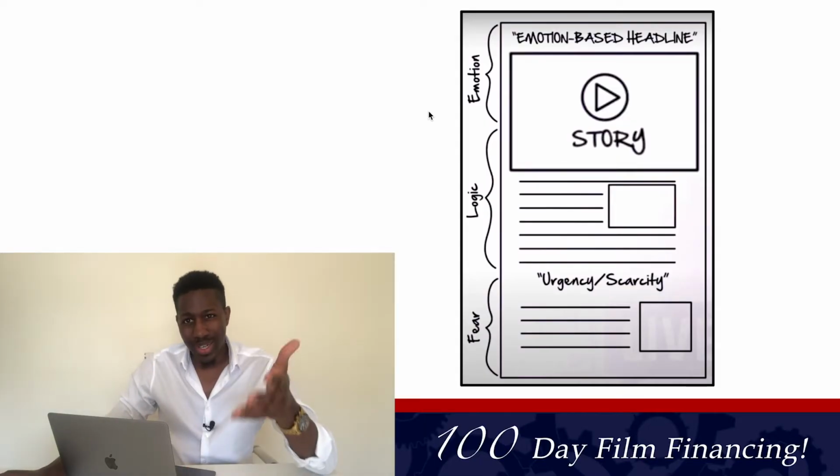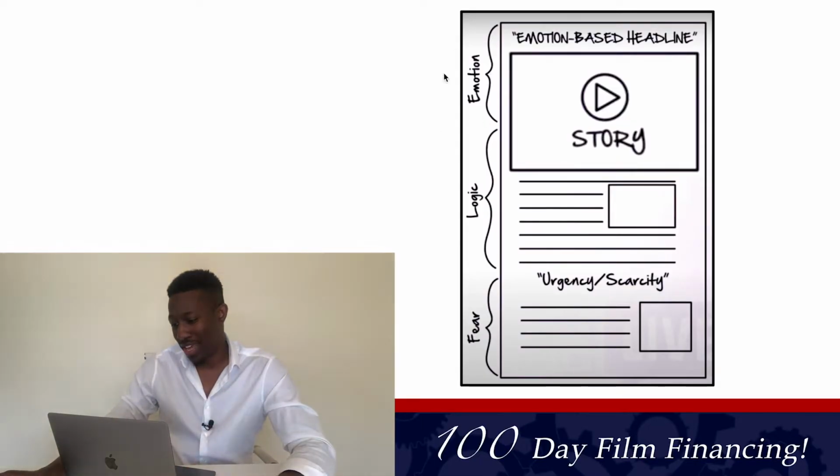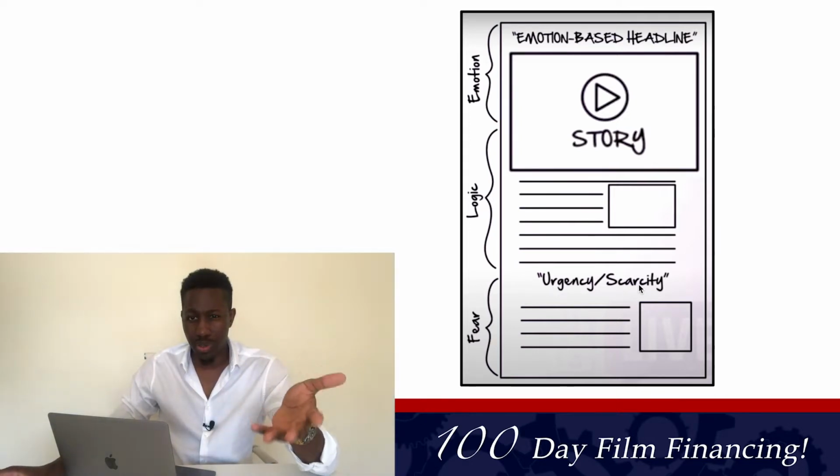When designing your official Kickstarter page, it needs to follow the formula of emotion, logic, and then scarcity and testimonials. So here's an example of what that looks like. Here you can see at the top of the page, we have the emotion, and then directly underneath that, we have the logic. And finally at the end, we have the urgency and scarcity. And I'd also like to add in there testimonials as well.